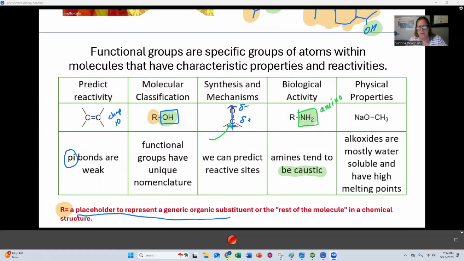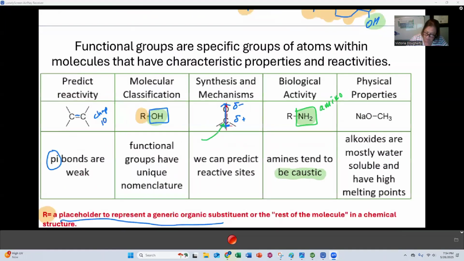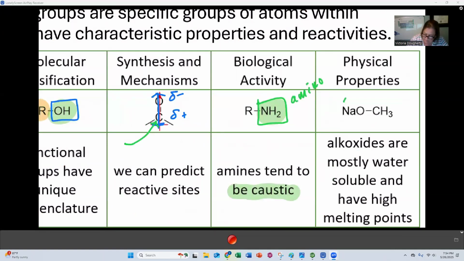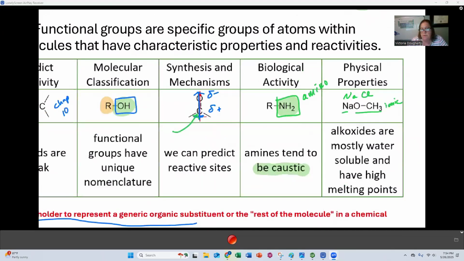Now, I prepared another video to discuss the physical properties, but just real quick, we have salts in organic chemistry. And so we know that, for example, sodium chloride is a salt, just like this one right here has a metal and a bunch of nonmetals. So this is also a salt, in other words, it's ionic. And just like most salts, this is called an alkoxide. It's mostly soluble in water and has a high melting point.